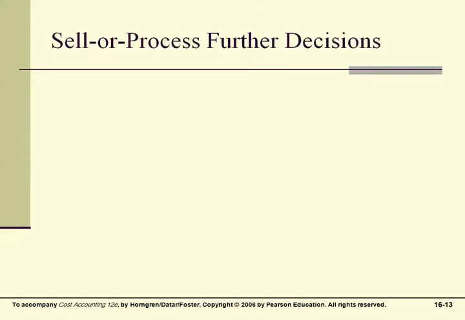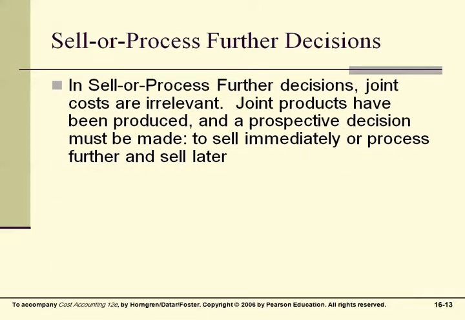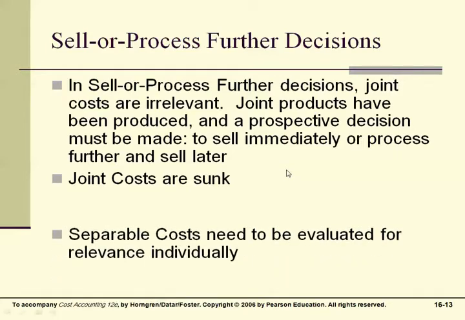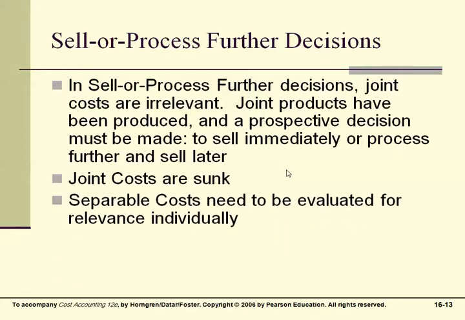Sell or process further decisions. In sell or process further decisions, joint costs are irrelevant. Joint products have been produced, and a prospective decision must be made to sell immediately or process further and sell later. Joint costs are considered sunk costs. Separable costs need to be evaluated for relevance individually.